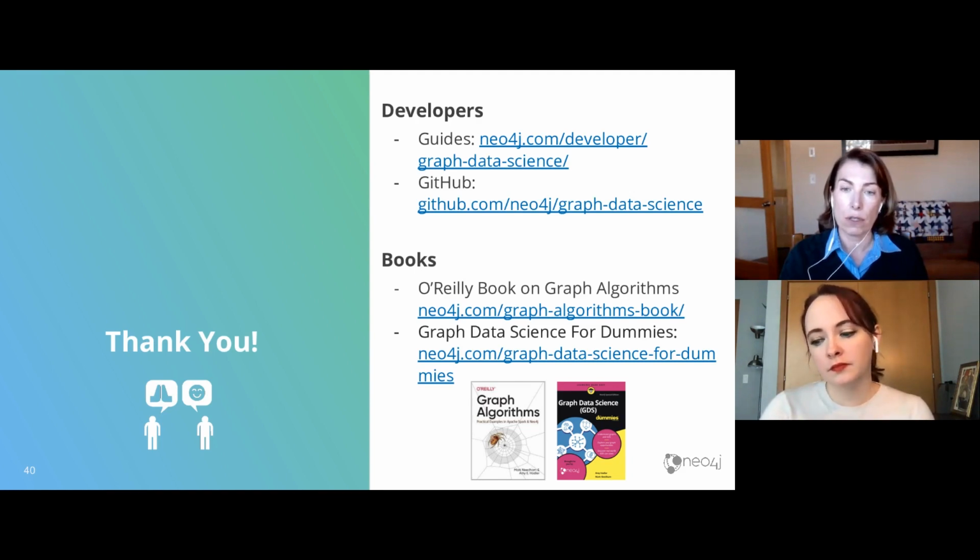And then there's also a Graph Data Science For Dummies book as well, if you need to pass along information to, let's say, a manager or somebody who's not as familiar with graph data science. It is a good starting point for them.